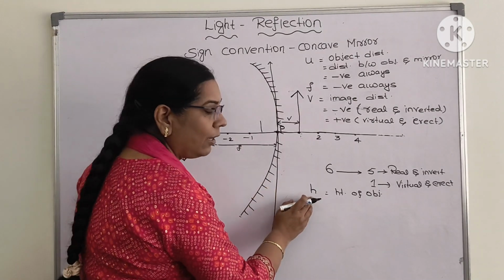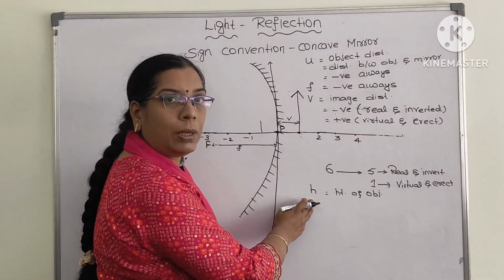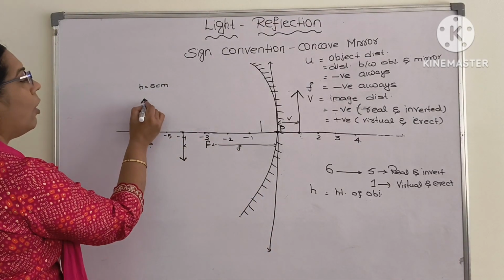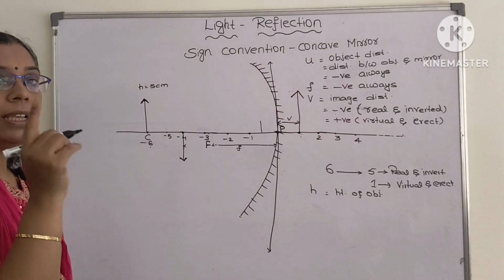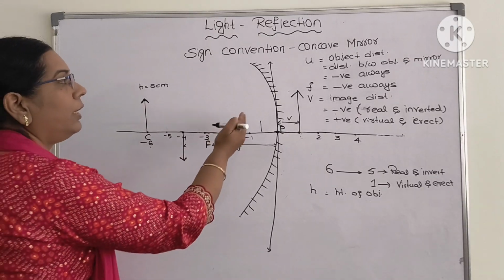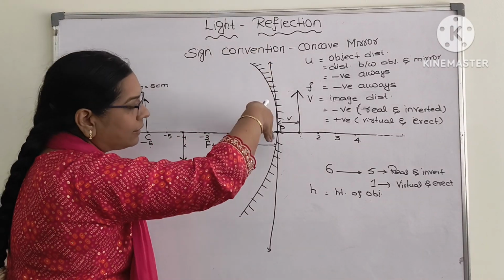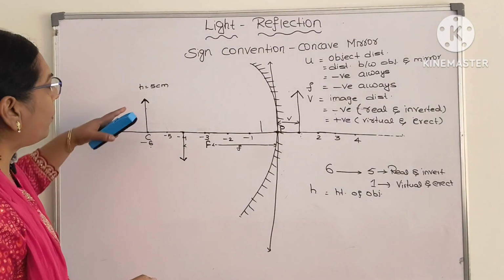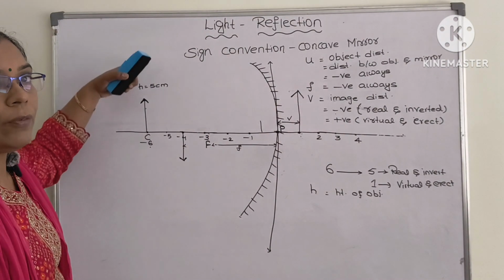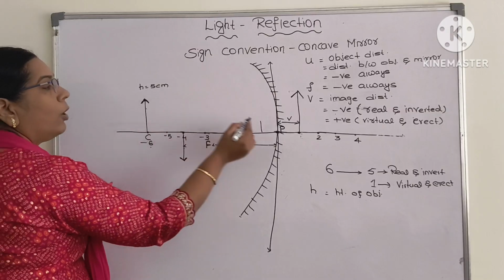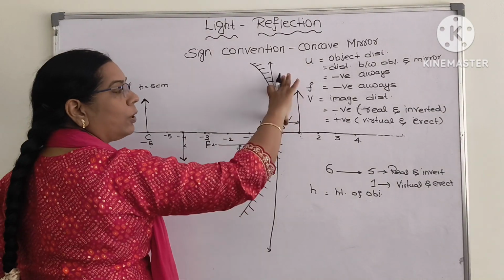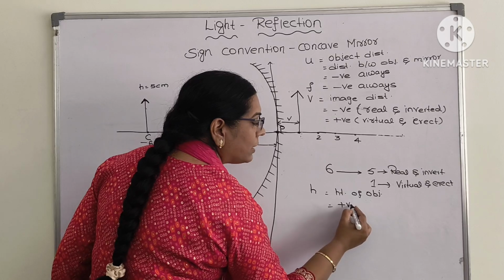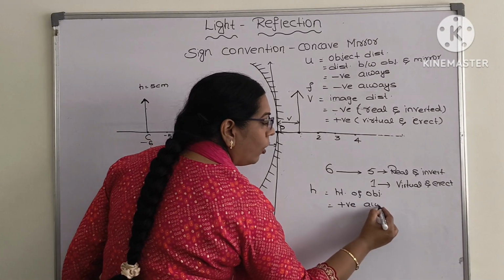So, for the sign convention of the heights of the image and the object, you should check how this object is pointed. Is the object pointed towards the positive y-axis or negative y-axis? Always the objects are pointed in the positive y-axis. Hence, this is the positive y-axis, and hence the objects will always have a positive sign, always.